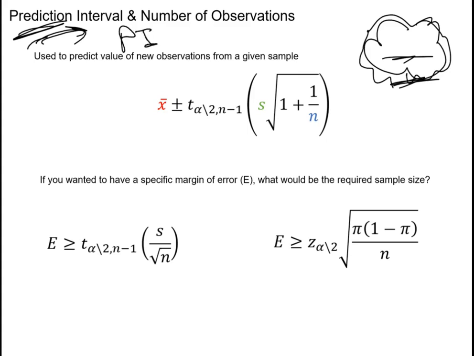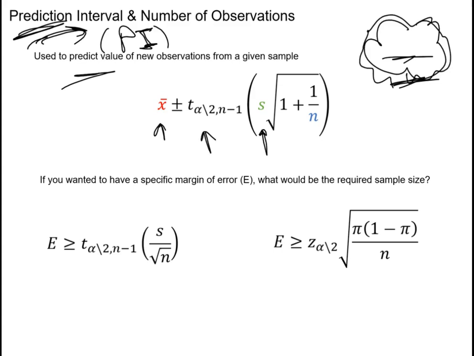And you may have calculated these before. If not, it's not really that big of a difference. CI for confidence interval, PI is common for a prediction interval. We're simply predicting values of new observations with a given sample. So we're going beyond our sample, not describing our sample, but trying to predict a value. We've still got X bar, assuming that we don't know our underlying population standard deviation, which we often won't. We still got a T.